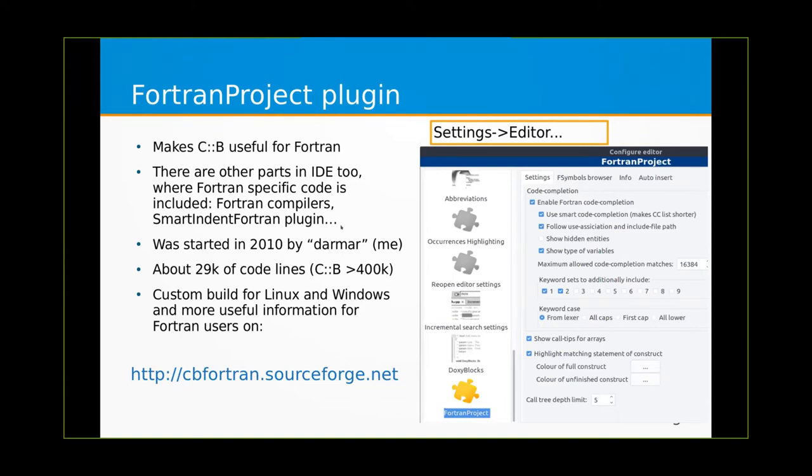This plugin was started in 2010, and I am the author of this plugin, and I am developing it in my free time. It's about 29,000 lines of code. It's one of the biggest plugins in Code::Blocks. However, it's just a very small part of Code::Blocks. Now I'm building and distributing a custom build of Code::Blocks oriented toward Fortran programmers for Linux and for Windows. You can find more information, downloads and other useful info here.